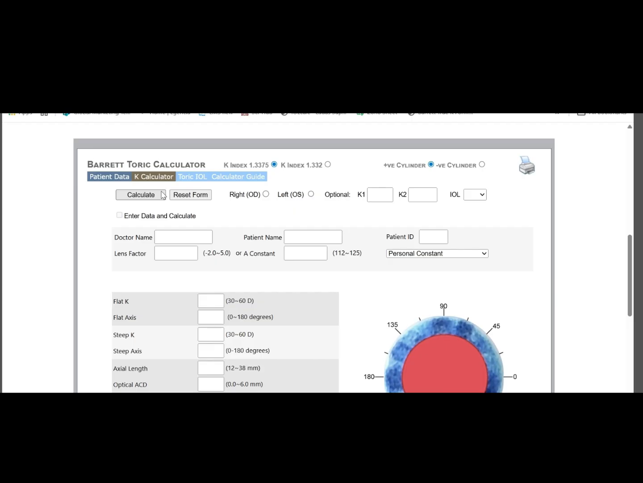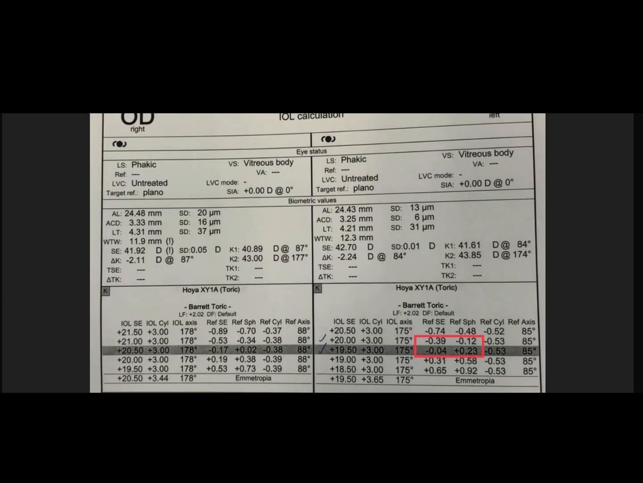So in the Barrett Toric calculator, the first thing that comes is the patient data, and you can put the doctor's name here, the patient's name over here, and the patient's ID. The next thing that comes is whether you are going to implant the toric in the right eye or in the left eye. So if you are going to implant, say, in the left eye, let's see the biometry.